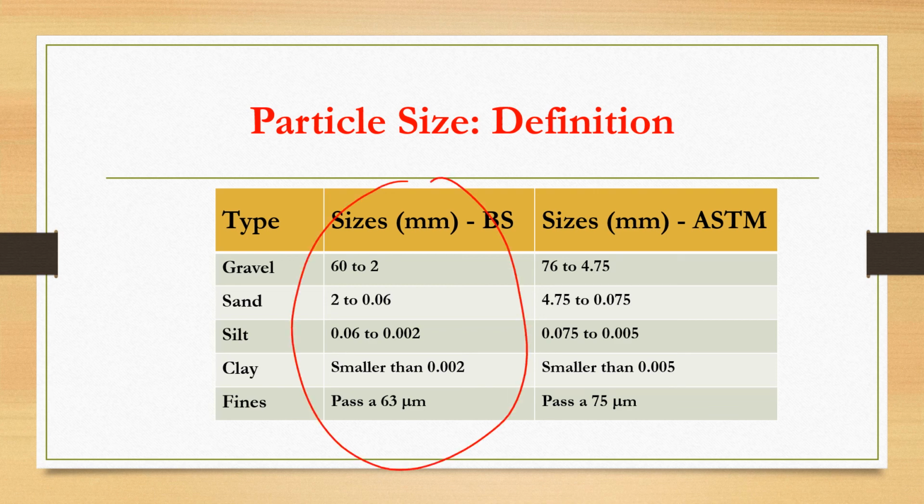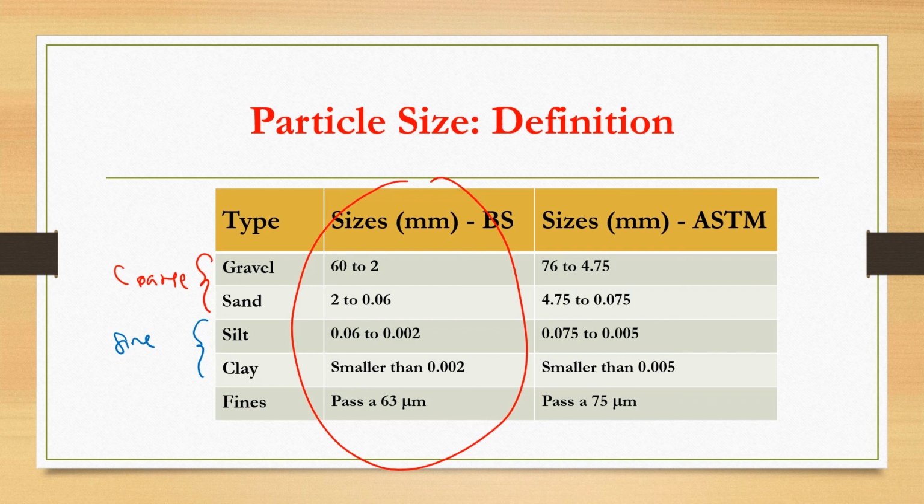So if you look at this table, you will see different types of soil. We have gravel and sand, which belong to the coarse grain soil group. And you also have silt and clay, which belong to fine grain soil. And finer than that, what we call fines.